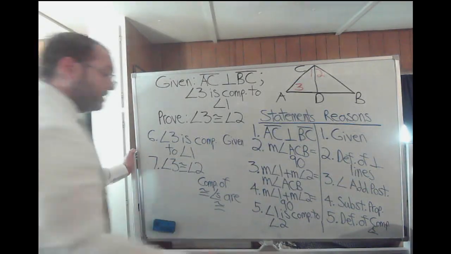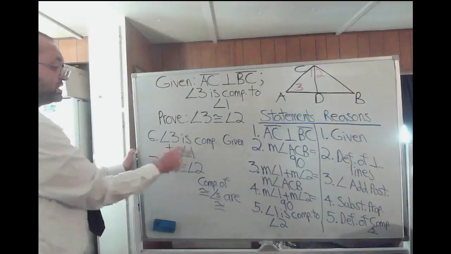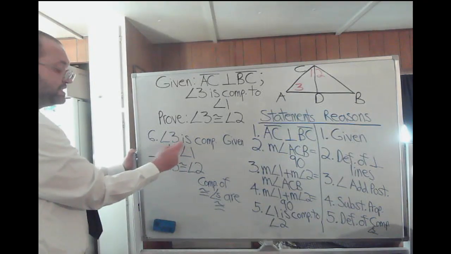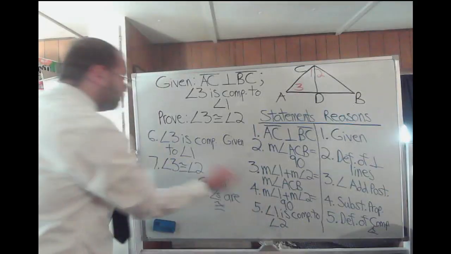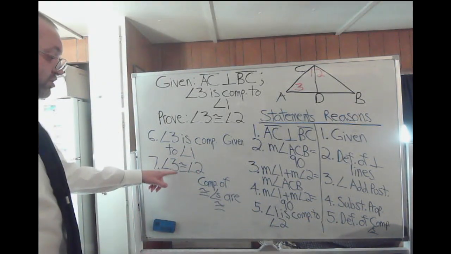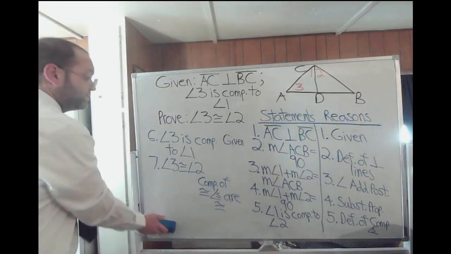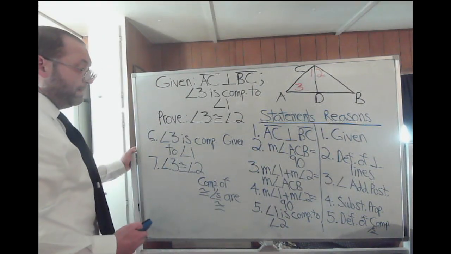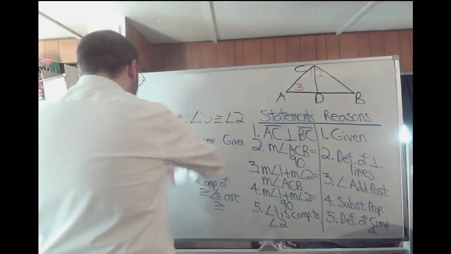So then if angle 1 is complementary to angle 2, and angle 1 is complementary to angle 3, or 3 is complementary to 1, however you want to say it. If 2 is complementary to 1, and 3 is complementary to 1, we can say angle 3 is congruent to angle 2 by complements of congruent angles are congruent. So there was a proof that used that theorem. I got one more proof and then we are done for the day.